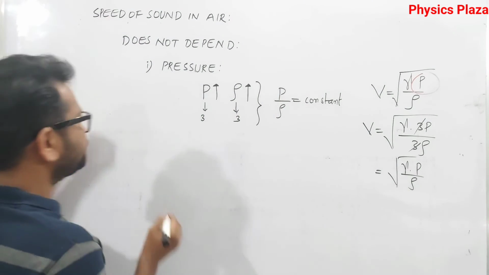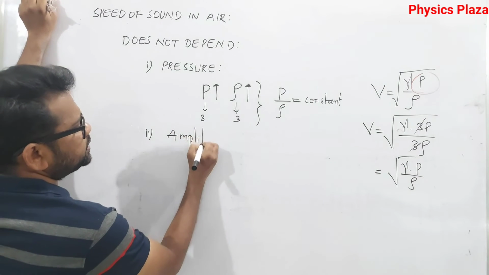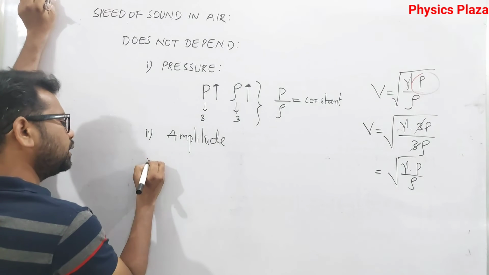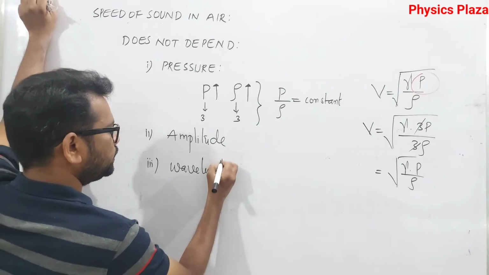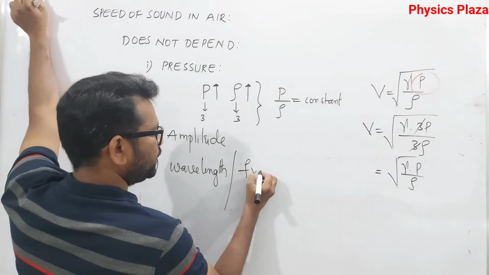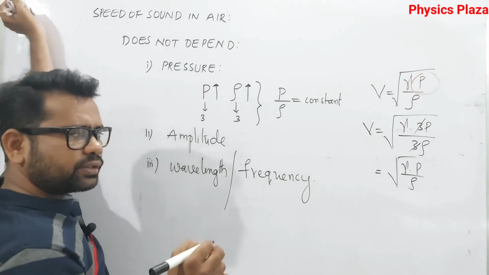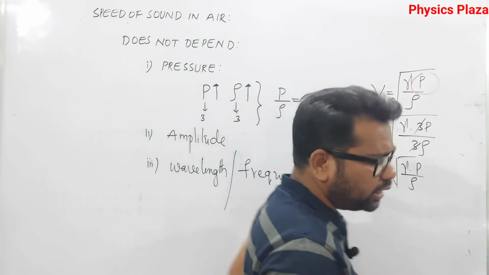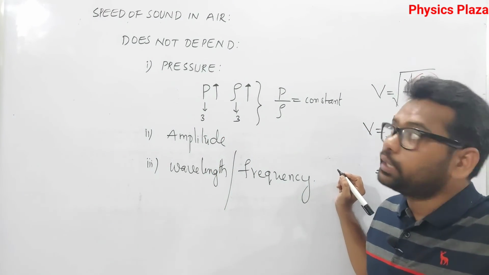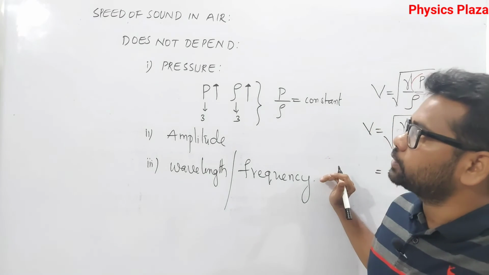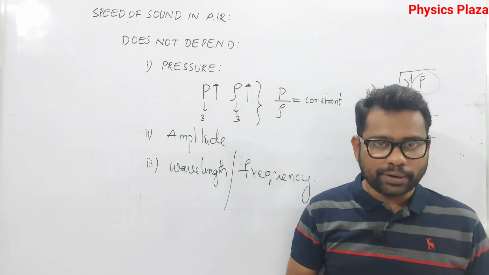Okay, fine. Yes, children. Even amplitude, children, is very important. It does not depend on the amplitude. And third one, wavelength or frequency. It does not depend on the wavelength or frequency. That is, either infrasonics or ultrasonics, children. Any type of sound in a given medium will travel with the same speed only. It doesn't depend on the frequency. So children, these are the factors on which the speed of the sound in air does not depend.